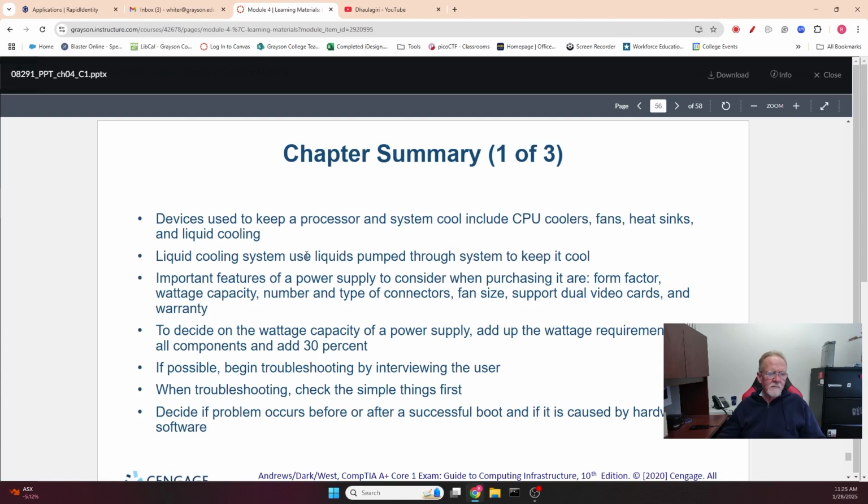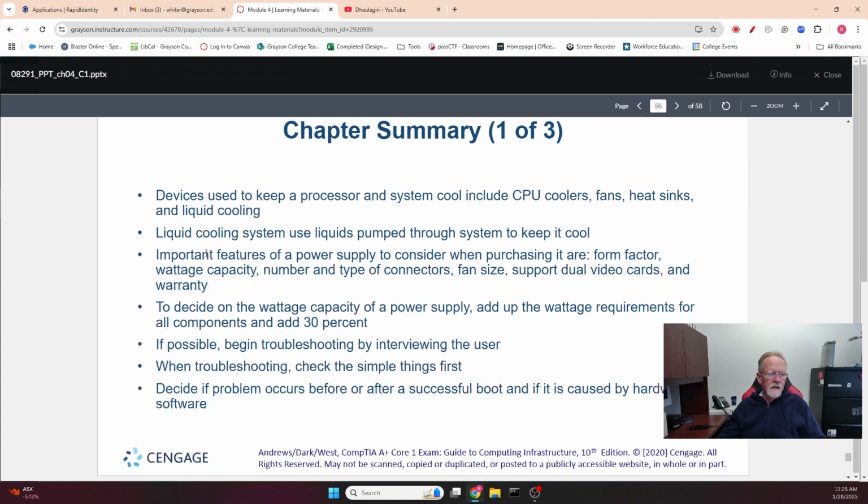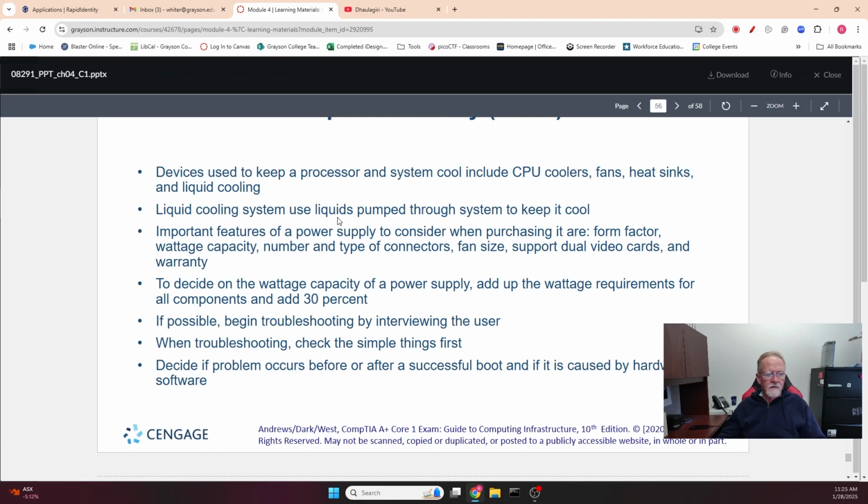Okay, the chapter summary for module number 4. Devices used to keep a processor and system cool include CPU coolers, fans, heat sinks, and liquid cooling. Liquid cooling is like a car radiator. It uses liquid pumped through a system to keep it cool.